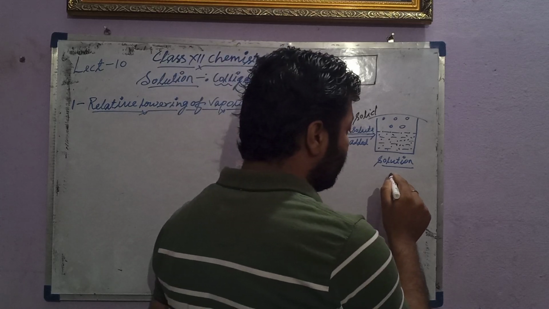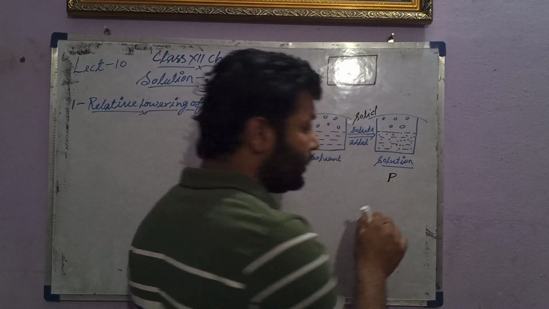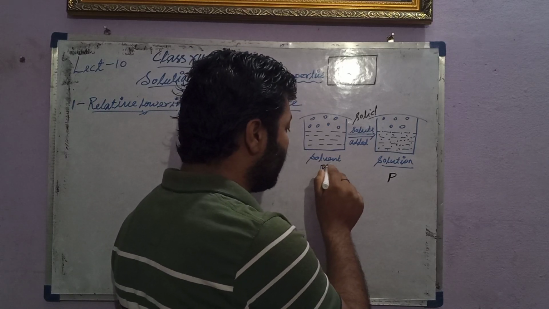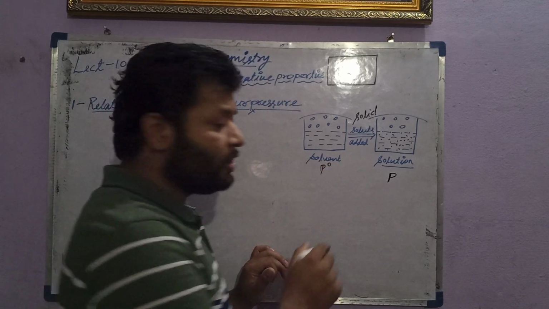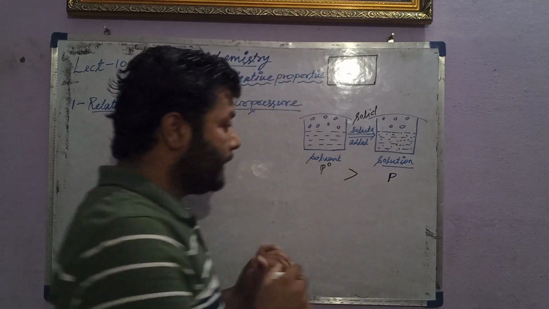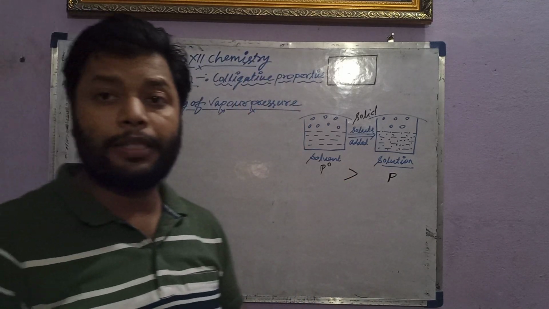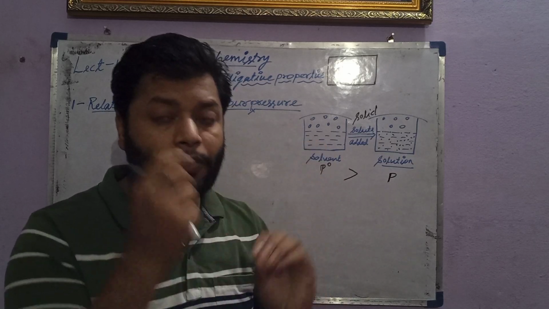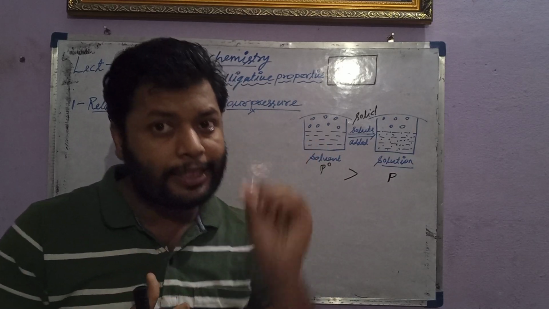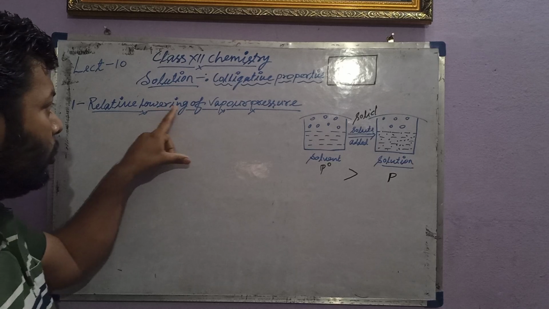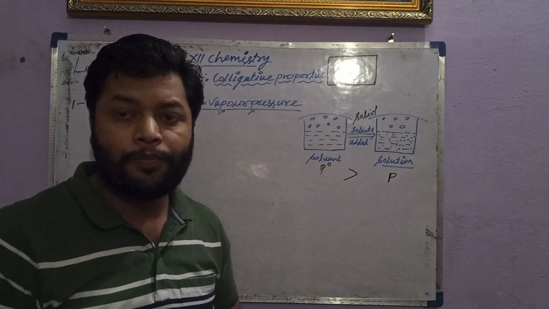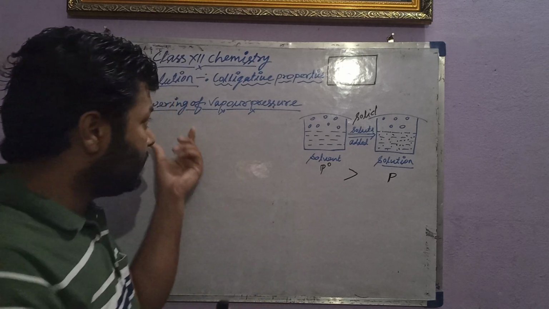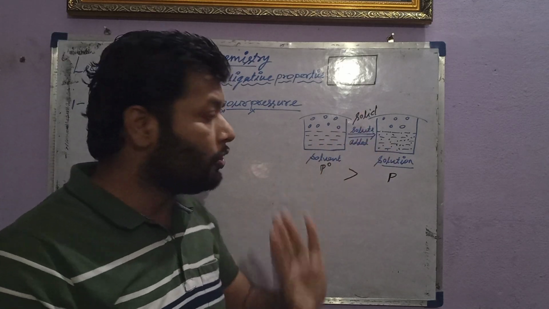So you can see here the vapor pressure of the solution, which you can write as P, and the vapor pressure of the pure solvent, which you can write as P naught. P naught must be greater than P, because whenever we add the solute, the vapor pressure decreases. So there is lowering of vapor pressure, and lowering of vapor pressure is observed because of the addition of solid solute.